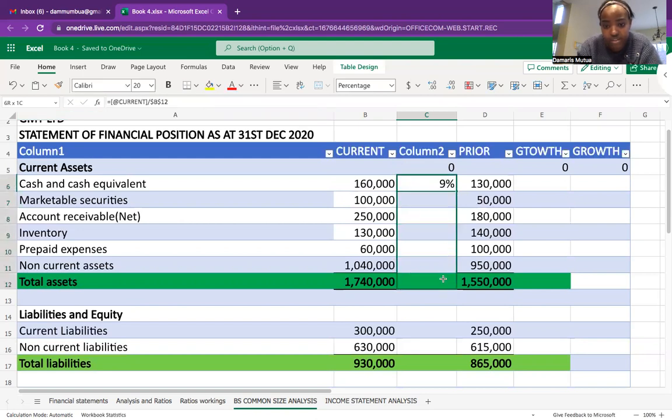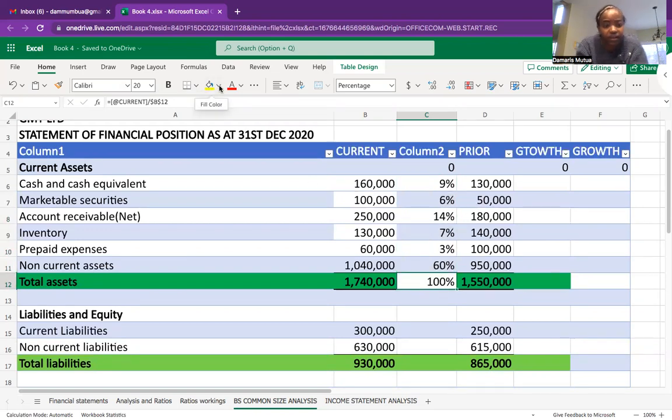So I want to see how we're doing as an organization as a whole. Our cash and cash equivalent is 9% of our total assets. Our marketable security, 6%. Our accounts receivable net of provisions, 14%, inventory 7%, prepayment 3%, non-current assets, this is PPE, computers, properties, motor vehicles, among other assets the organization is holding.